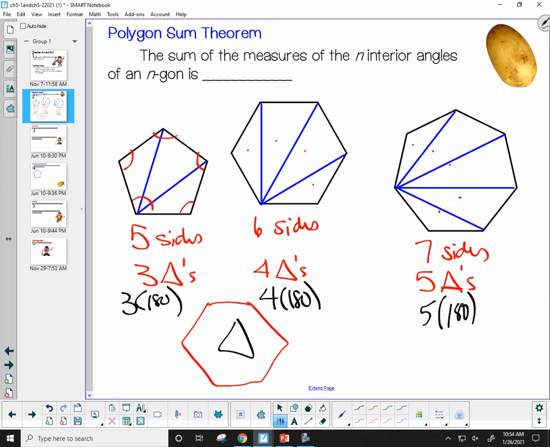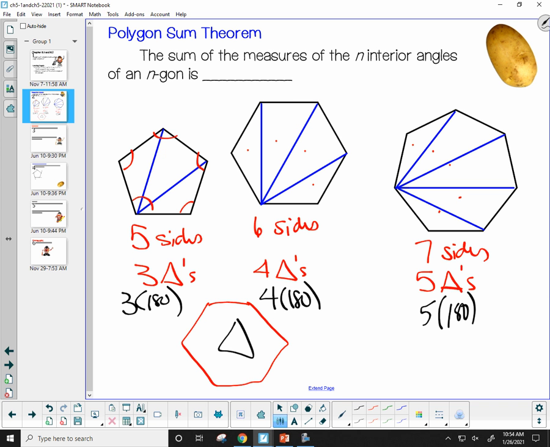So I would try to come up with a formula that I can use. Let's say I have a 32-gon. So it has 32 sides. How many triangles is that going to have? 30. How did you figure that out? It's not a trick question. How do you know there's 30? It's always minus 2, right? It was always minus 2.